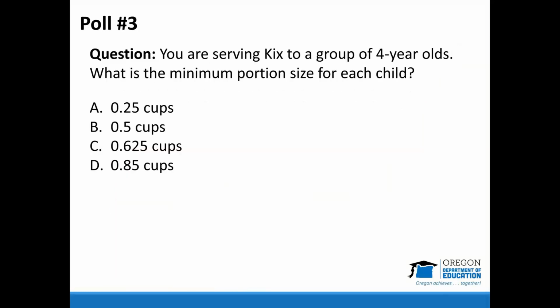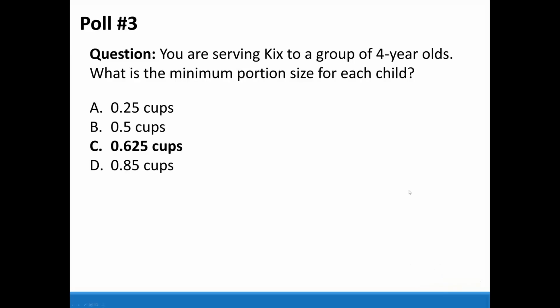Okay, so now that we have a good idea of what you can see on Exhibit A and what you can use to determine whether your grain items are meeting minimum ounce equivalent serving sizes or not, let's take a look at another question. I'm going to go ahead and launch the next poll. You are serving Kix to a group of 4-year-olds. What is the minimum portion size for each child? Is it 0.25 cups, 0.5 cups, 0.625 cups, or 0.85 cups?